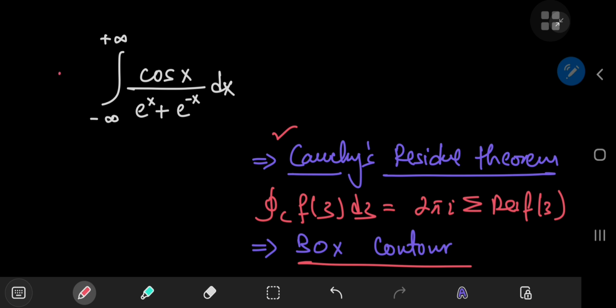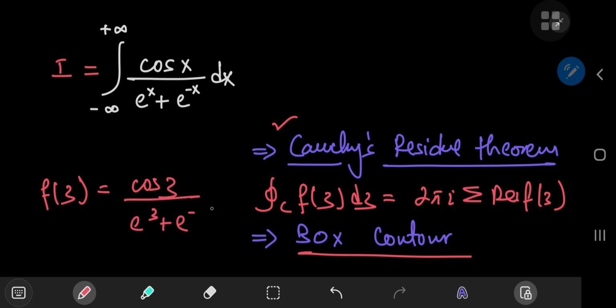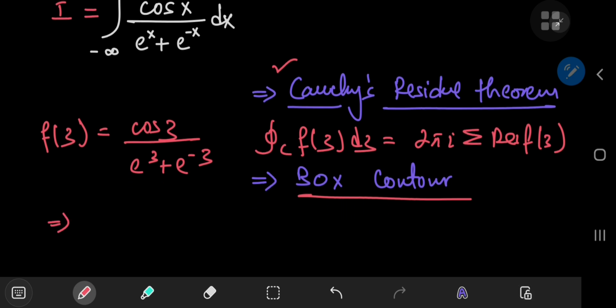So let's name our integral I. Before we actually construct our contour, let's perform an analysis of the poles of our function. The corresponding complex function is f of z equal to the cosine of z divided by e to the z plus e to the negative z. So we're searching for the values of z for which we have singularities, that is e to the z plus e to the negative z equal to 0.